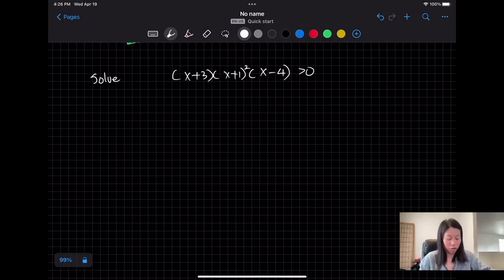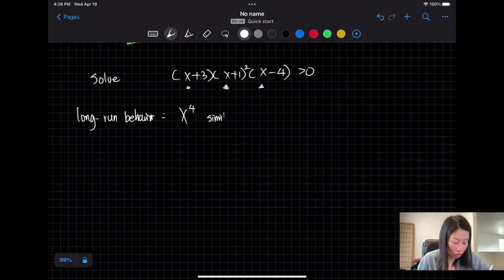Okay, to graph this, we need the long-run behavior of the function. That means we need the leading coefficient. The leading term is going to be x to the fourth, because you have 1x, 2x in here, and 1x. So the long-run behavior is going to be similar to x squared.